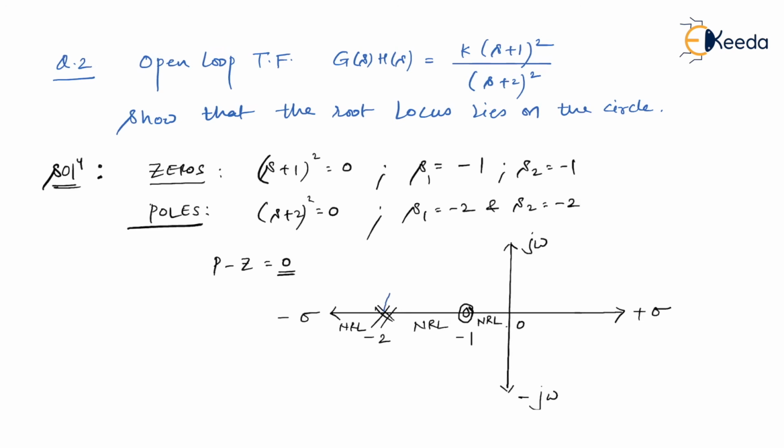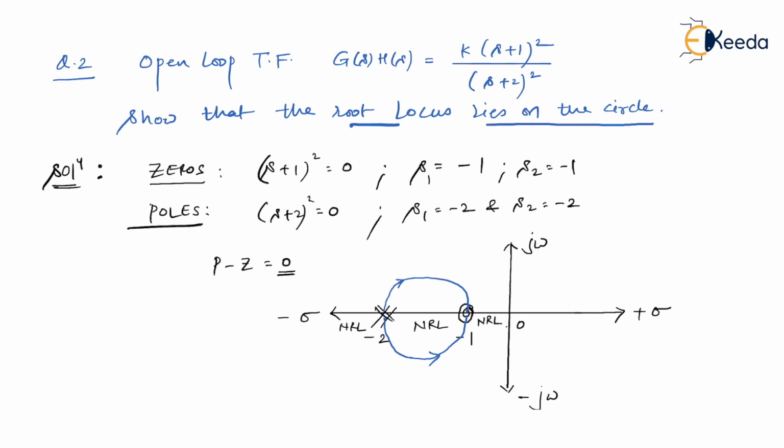Let us assume one of the poles from which the root locus starts, and it is going to terminate in one of the zeros. And then from the second pole, it is going to terminate in the second zero. This is the only possible root locus I can draw. There is no other possible situation. I hope you understood my point. Can't you see clearly that it is a circle? So we have already shown the root locus is lying on the circle.